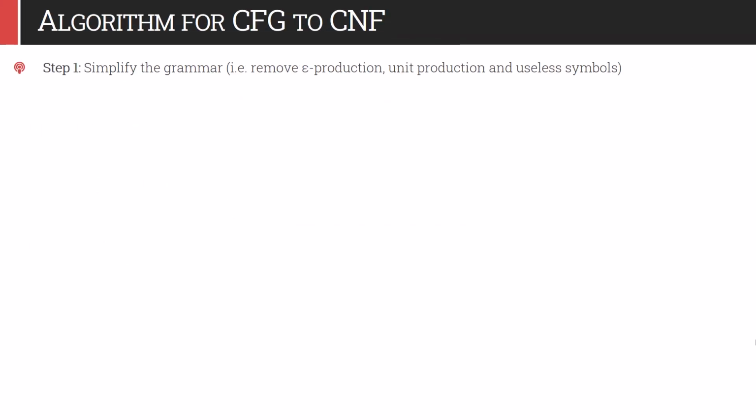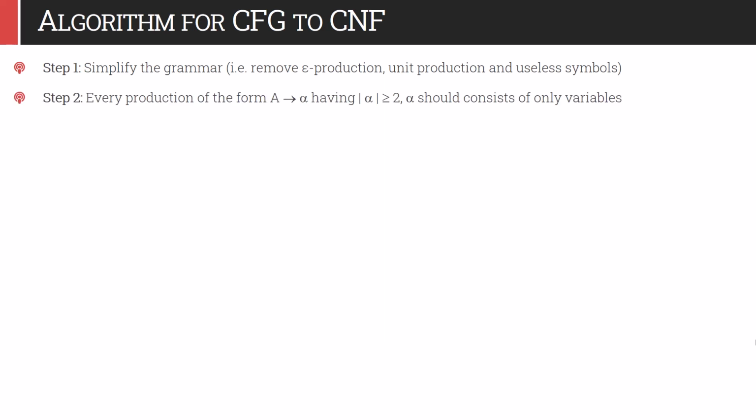To convert CFG into CNF, we should follow the following steps. First one is we have to simplify the grammar. That means we have to remove epsilon productions, we have to remove unit productions, and we have to remove the useless symbols. If you are not familiar with this, please watch the last 3 videos in the playlist, where I have explained each step in detail with examples.